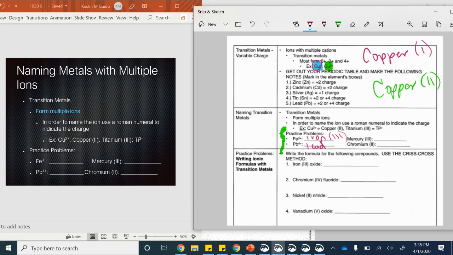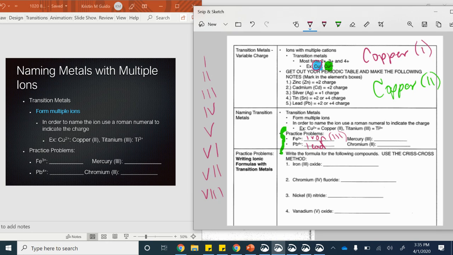and it's 4+. So when we're looking at our Roman numerals, it's important that you know that 1 is like that, 2, 3, 4, and then this is 5. And then 6, 7. We're not really going to get this high up there, but you just add on to there.